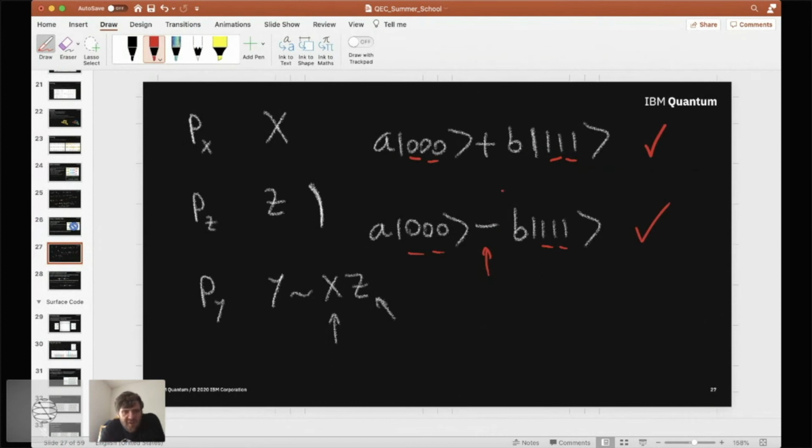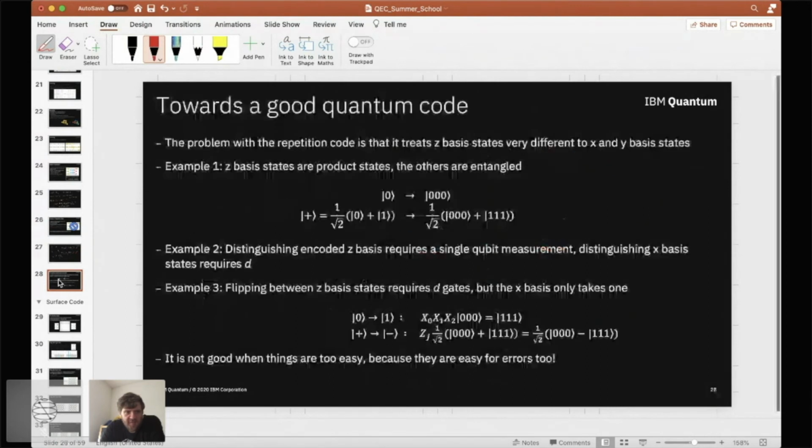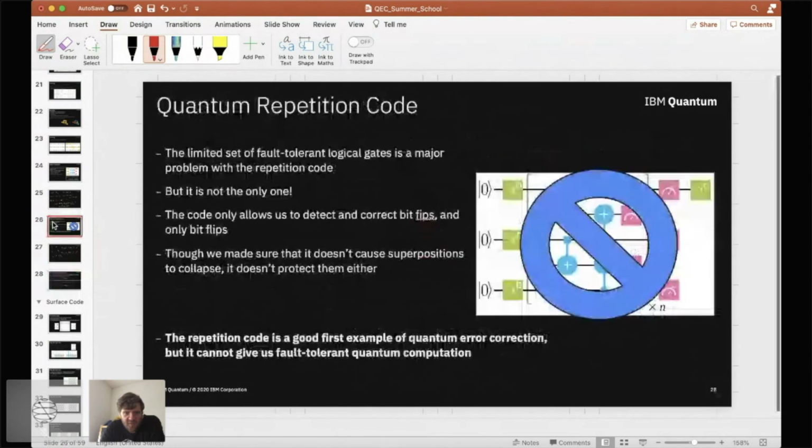So the repetition code is not the world's best quantum error correction code, but it's a good first example of quantum error correction. It's a good example of syndrome measurements and decoding and things happening, and that's why I think the repetition code is going to be very important for us over the next few years as we test out the capabilities of new devices and see if they are indeed compatible with the needs of quantum error correction. But when it comes to actual quantum computing, we will not be using the repetition code.